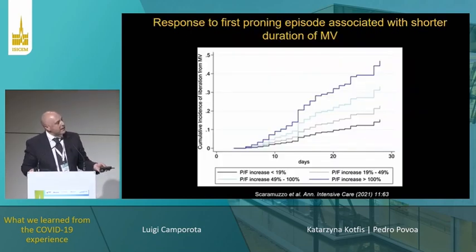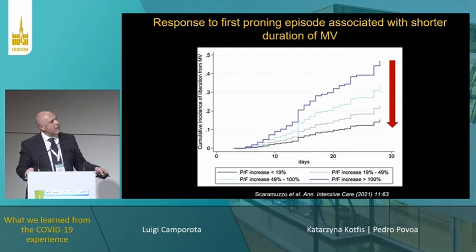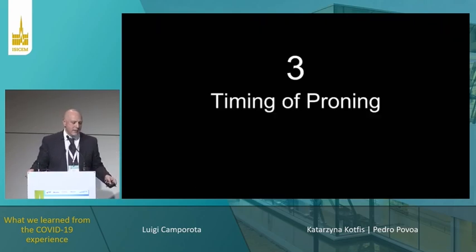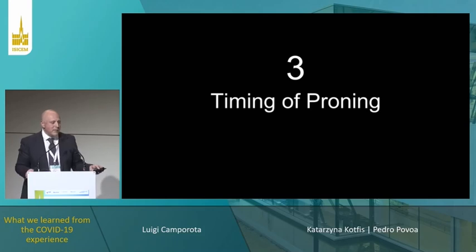And what is also interesting here, you can see the PF ratio change between supine and prone, and then the greater the PF ratio increase, the shorter the duration of mechanical ventilation. So that's quite encouraging. What about timing?